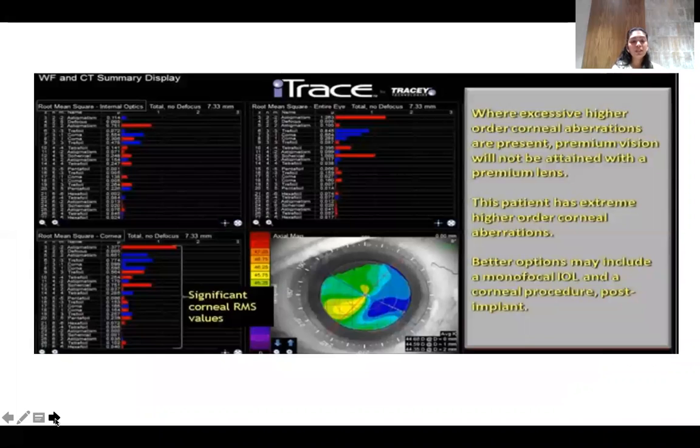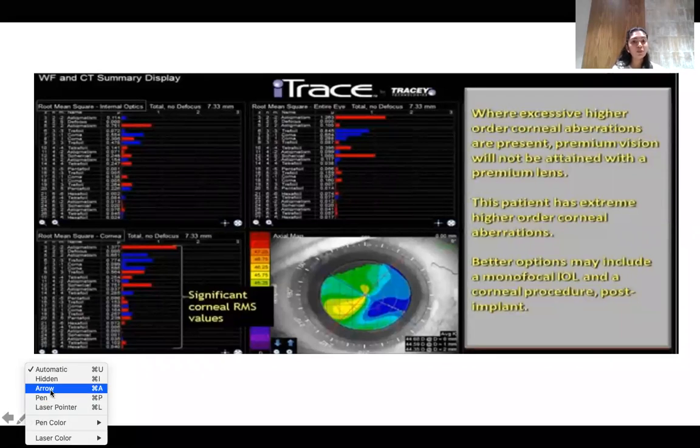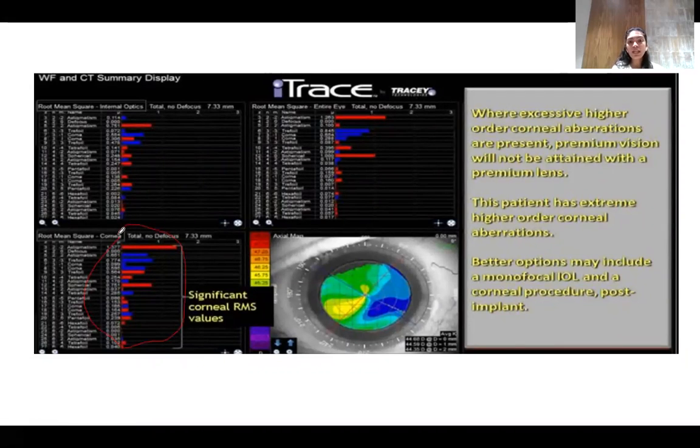This is a patient where you see increased amount of aberrations. Now, these aberrations are not coming from the lens. However, all these aberrations are coming from the cornea. If you have a look at the topography here, it is a completely irregular cornea. So this is not an ideal candidate for a premium IOL, because he's going to land up with a lot of photopic symptoms and a poor quality of vision if a premium IOL is implanted here.